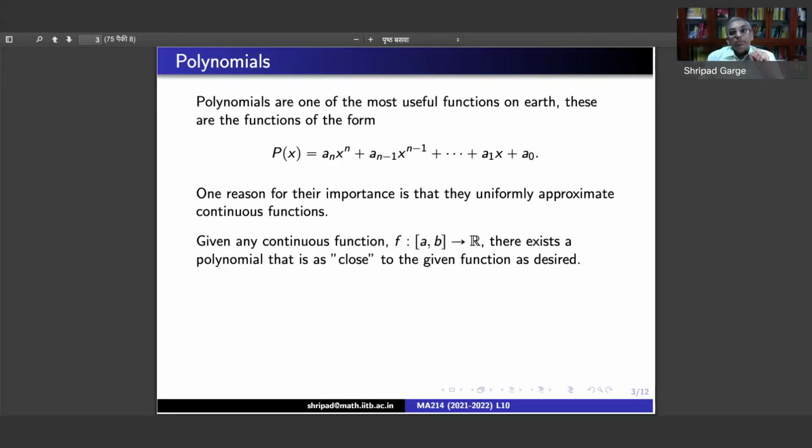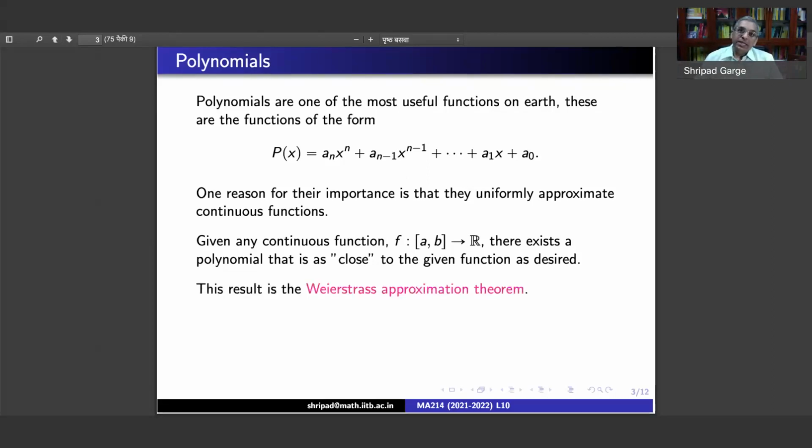That's what we mean by this result. And that means that for any point on this interval AB, the function value and the polynomial value do not differ by more than epsilon for any point on that interval. And you can take this interval as large as you want. Okay, so this is what is the Weierstrass approximation theorem.